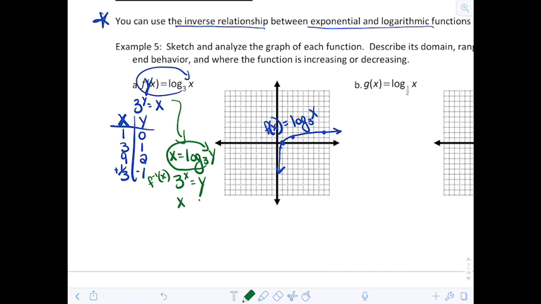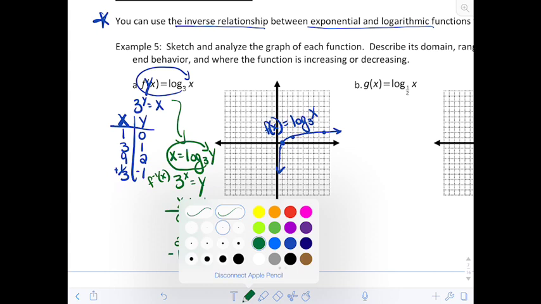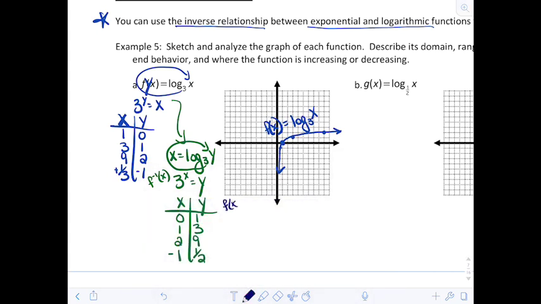So now that we get to plug in for x instead of y, which might make you feel more comfortable, I'm going to use the same values. I'm going to plug in 0, 1, 2, and -1. And now 3 to the 0 is 1, 3 to the first is 3, 3 squared is 9, and 3 to the -1 is 1/3. So if that's f inverse, then my f of x will be switching those x and y values.